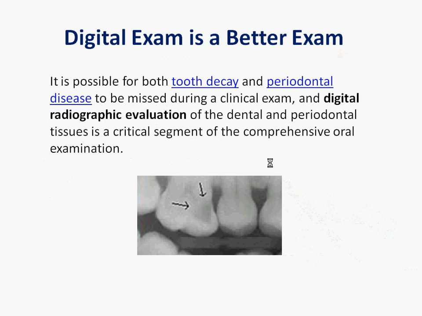Digital exam is a better exam. This is definitely a true statement. It is possible for both tooth decay and periodontal disease to be missed during a clinical exam, and digital radiographic evaluation, also known as the digital X-ray exam, of the dental and periodontal tissues is a critical segment of the comprehensive oral exam.